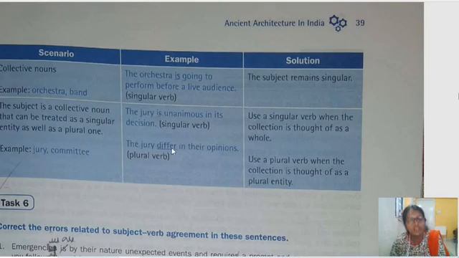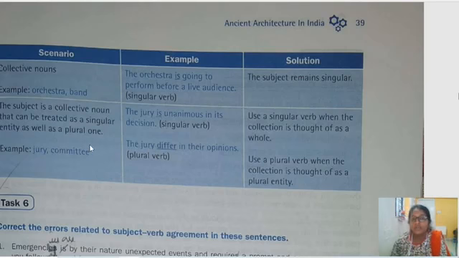Now here "differ" is a plural verb, and as I told you, if I say "differs", the s is there, therefore it's a singular verb. The jury differ in their opinions. Differ is plural, because here I am not treating the jury as a singular entity, but talking about each and every one's opinion in the jury. Okay, so that's the thing.